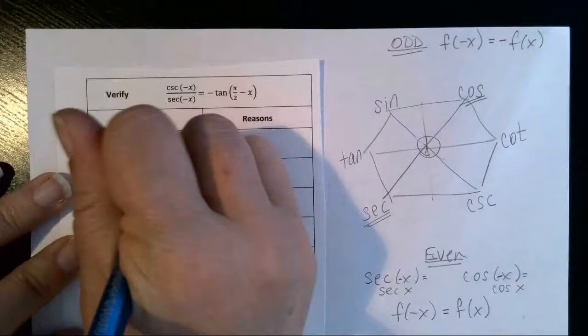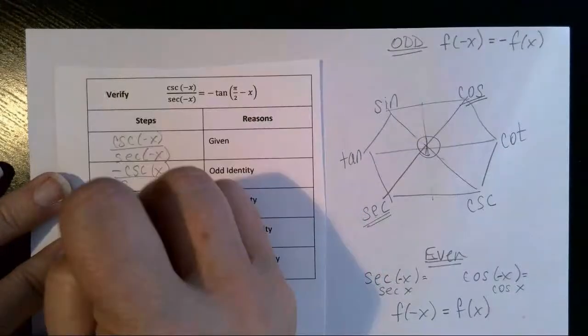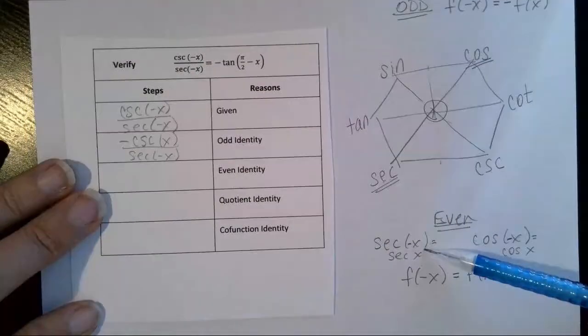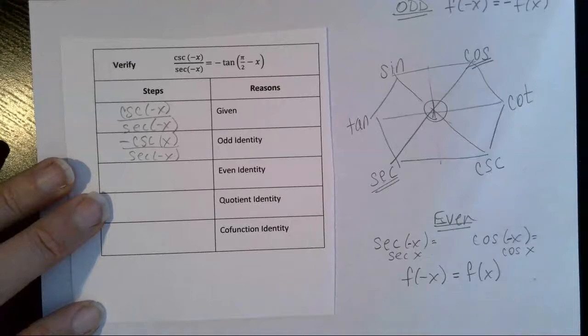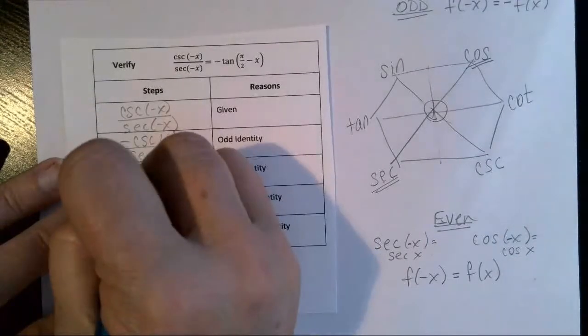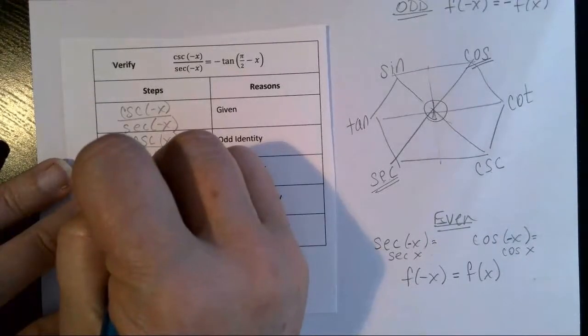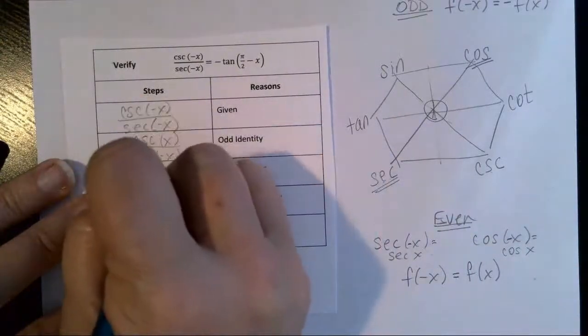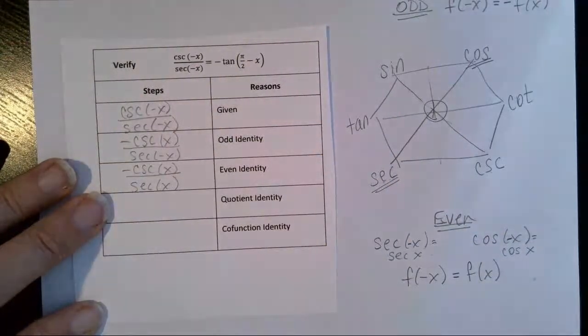And that's over the secant of negative x. Okay, secant, we know from our trig hexagon down here, is an even function, and so the secant of negative x is equal to the secant of x, so we'll use our even identity for that one. So negative cosecant of x is over secant of positive x now because of the even identity.